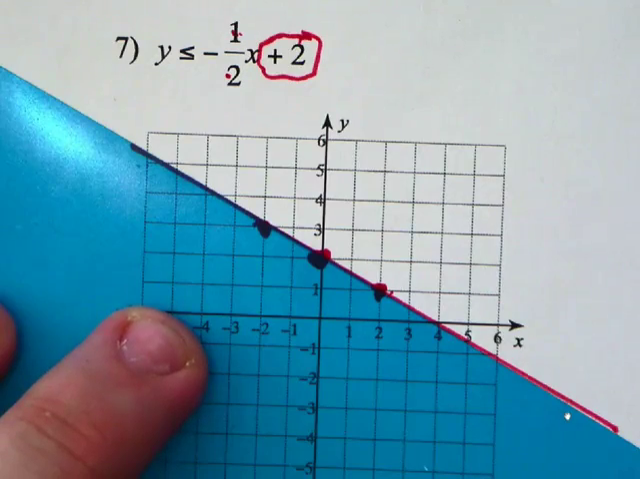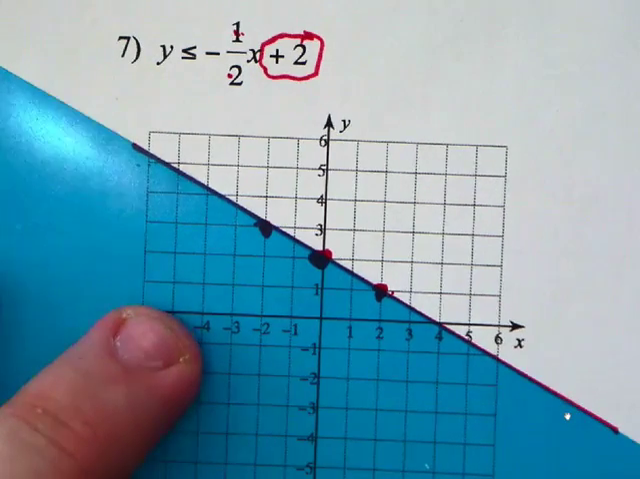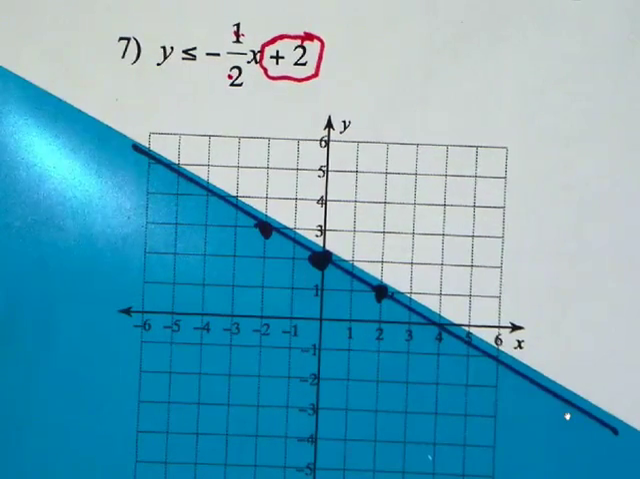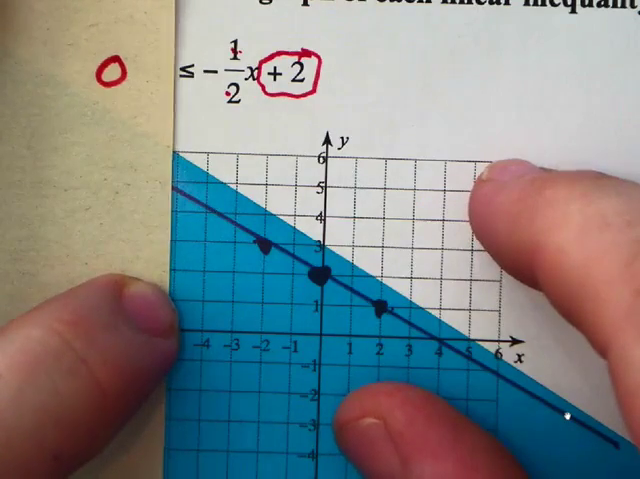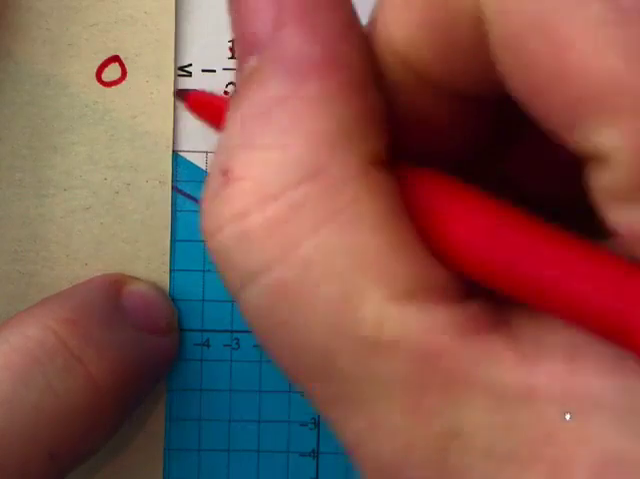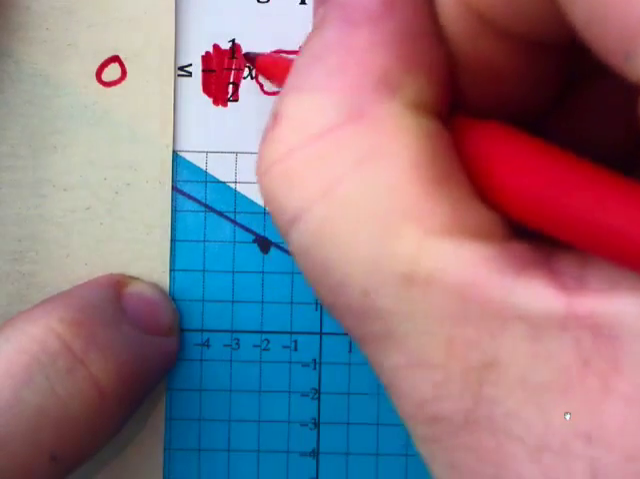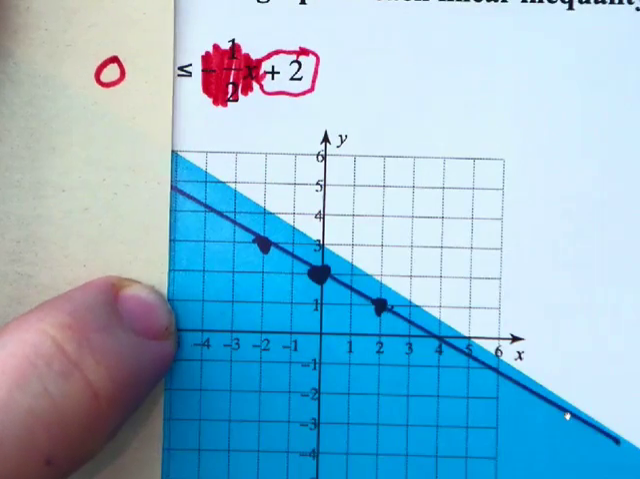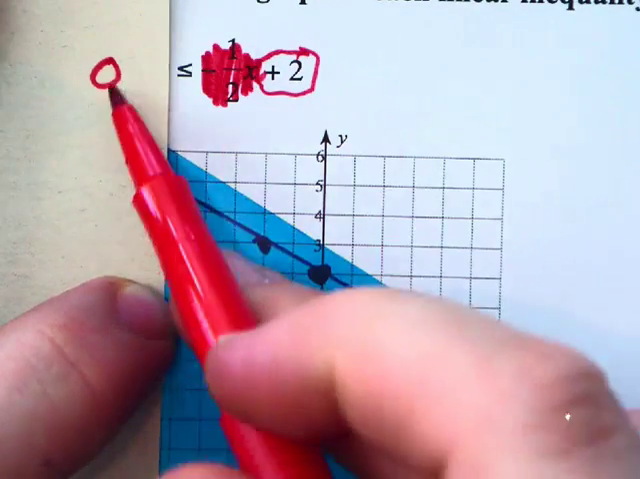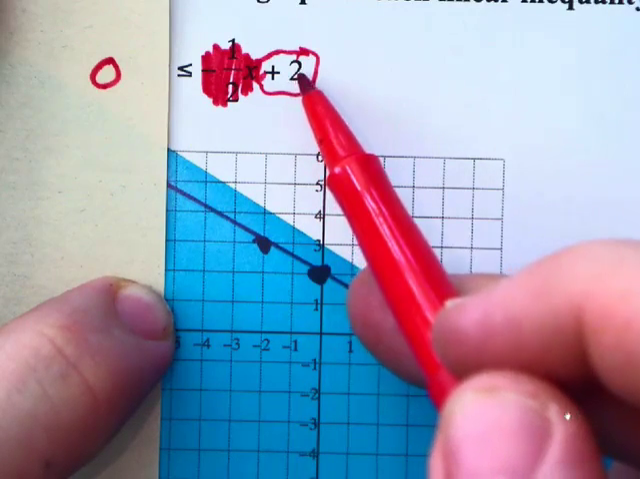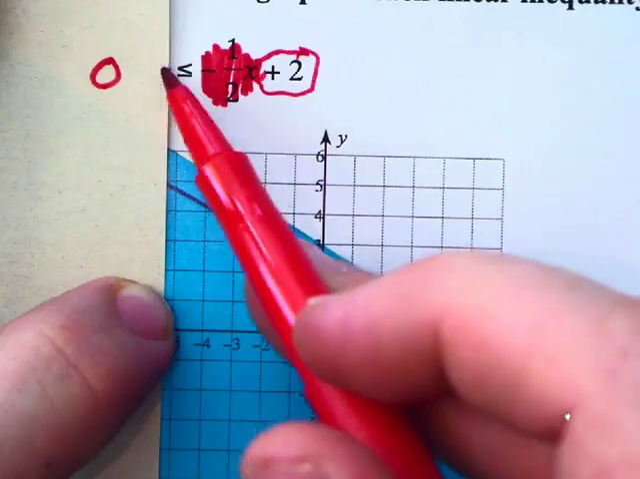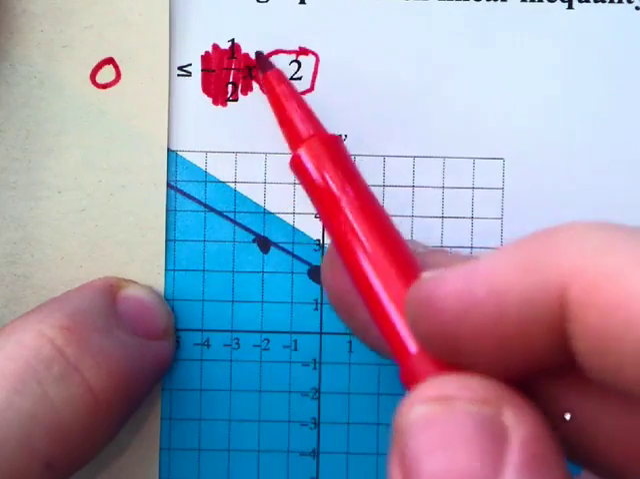Okay, now there's another way to tell, and that's to turn the y into a 0, like that, and ignore the x, and say, is it true that 0 is less than a positive 2? And the answer is yes, 0 is less than positive 2.